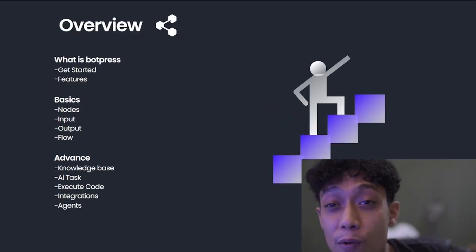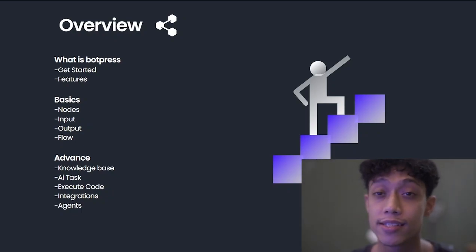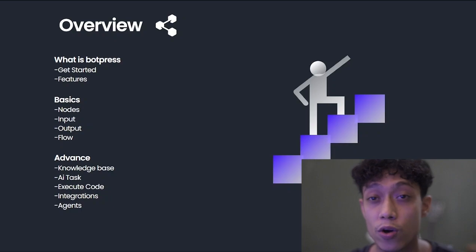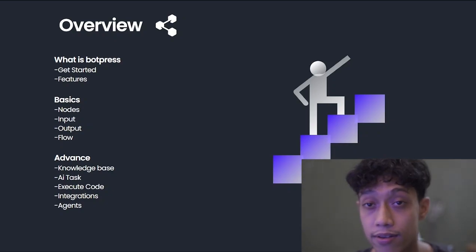This is the overview. What we will be covering today. So what is botpress? The basics, which is just an old-fashioned chatbot. And then in advanced, you add AI into it. So for the basics, we got nodes. I'll teach you what that is, inputs, outputs, and the flow. And then advanced, this is all the AI stuff. You got the knowledge base, AI, tasks, execute code, integrations, and agent. I'll explain everything.